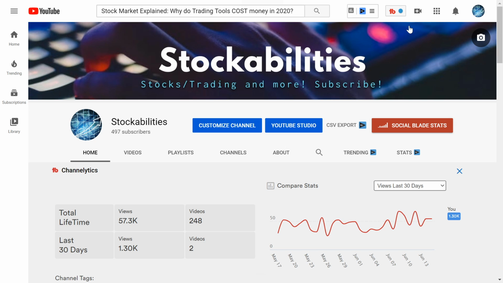I'm going to be covering the stock market explained. Why do trading tools cost money in 2020? And the simple answer is data costs money.